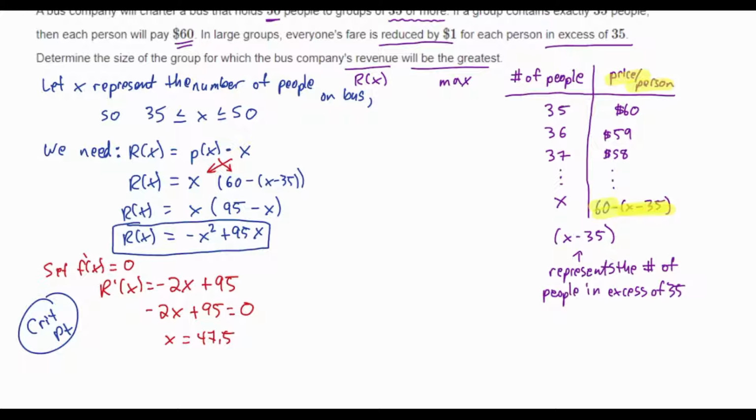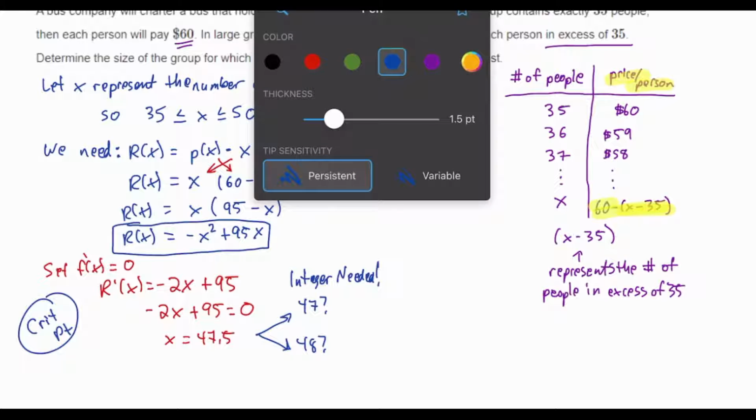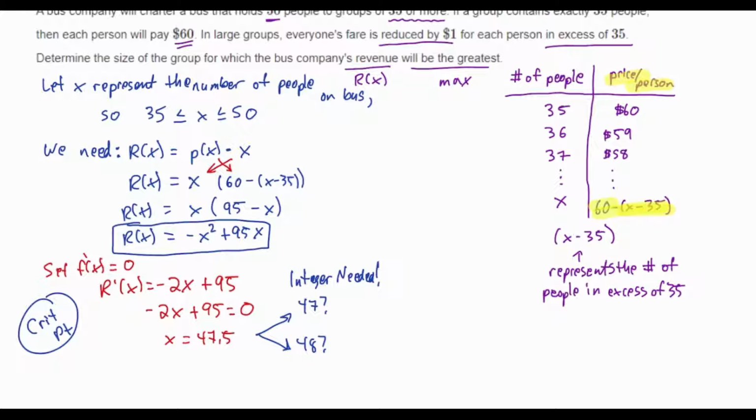And there's a problem here. What does x represent? X doesn't represent a price. X represents a number of people. We need an integer. So is it going to represent 47 people or 48? I'm actually not going to answer that question right now, but we're going to keep that in mind as we start testing our values.